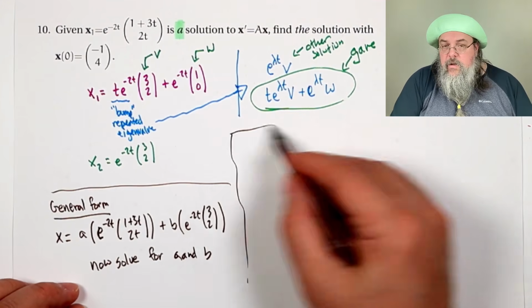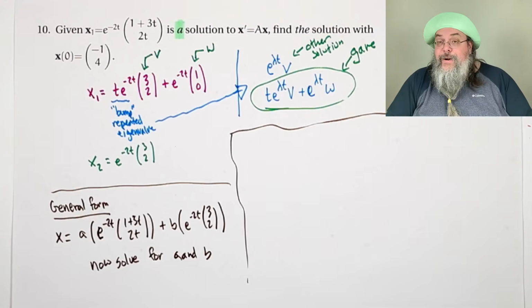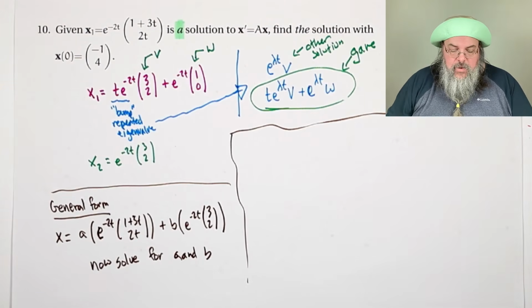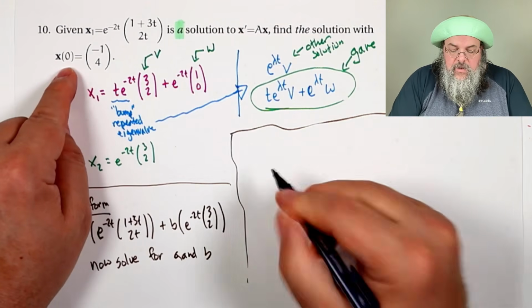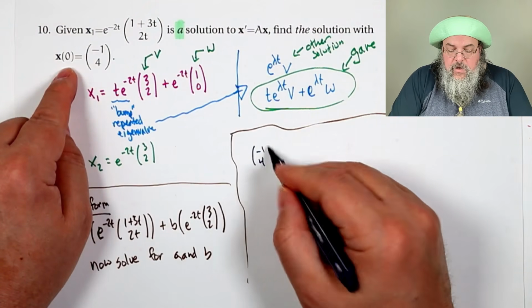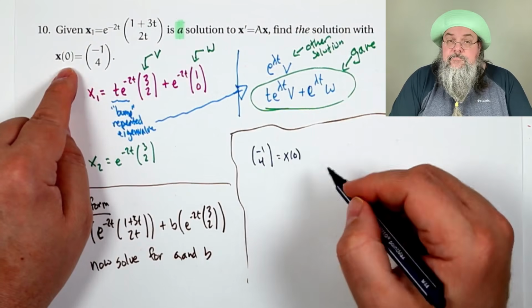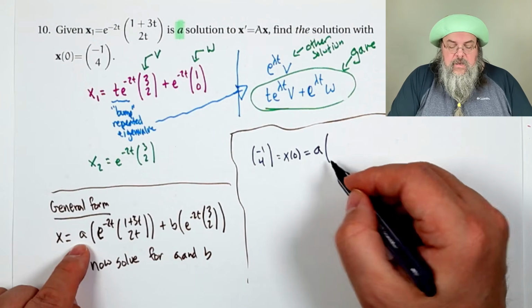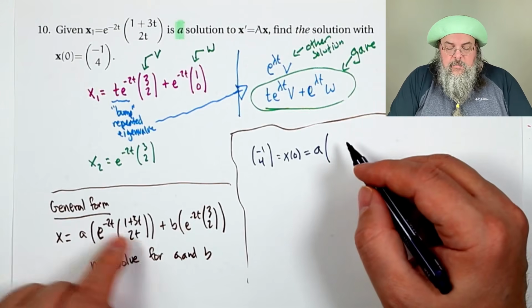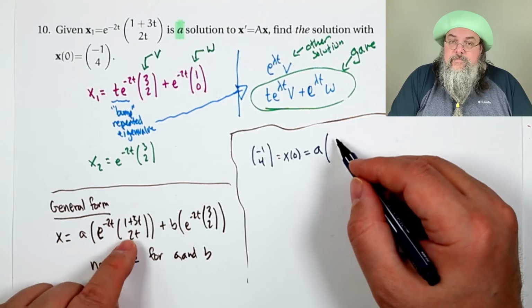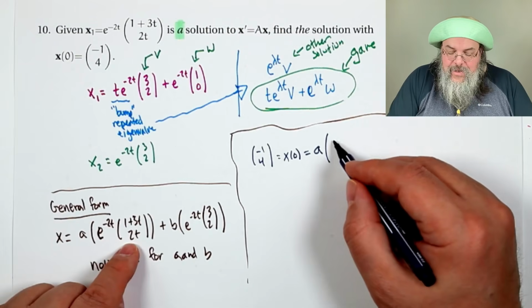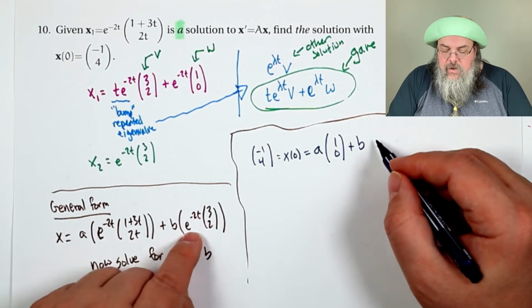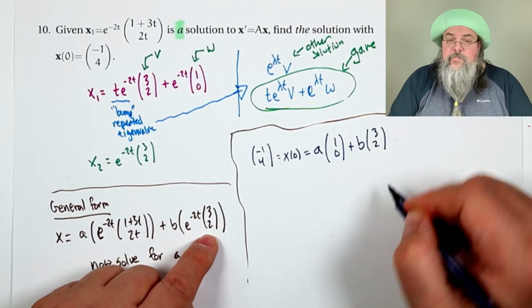Okay, well, we can make progress in that. So what do? Well, we plug in. We have some initial conditions. So we're told that (-1, 4) is x of 0. And that would be a. e^0 is 1. When you plug in t equals 0, you get 0 for 3t and 2t. So (1, 0). Plus b, e^0 is again 1, (3, 2).